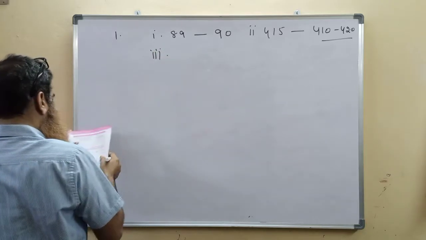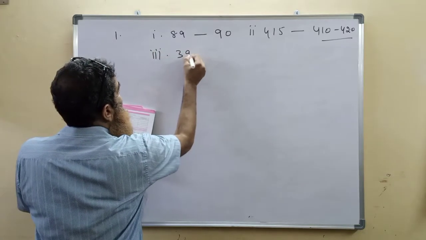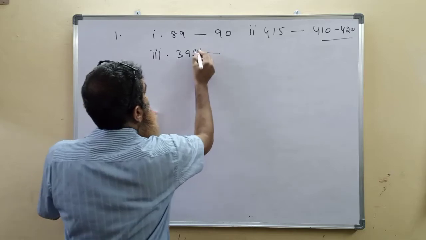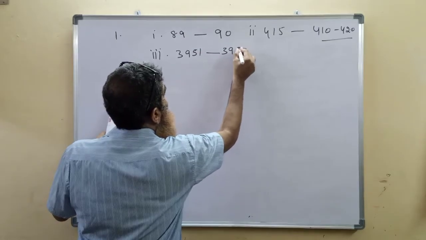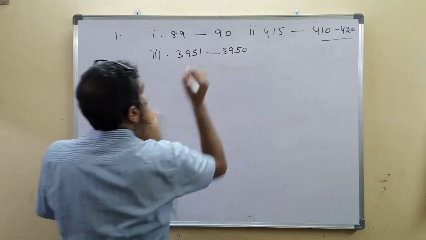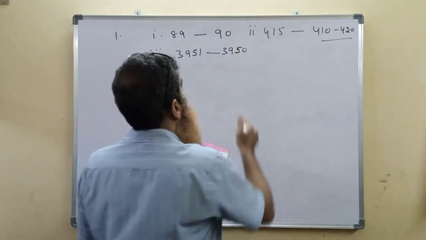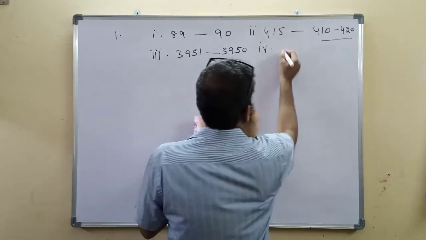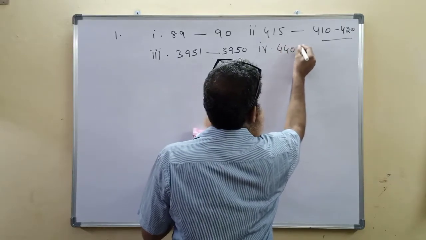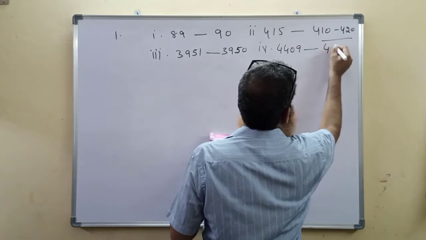Then the third bit, 3951. The nearest 10 is 3950. 51, if you remove 1, it becomes 50. Then the fourth bit in this series, 4409, we need to add 1 to make it 4410.